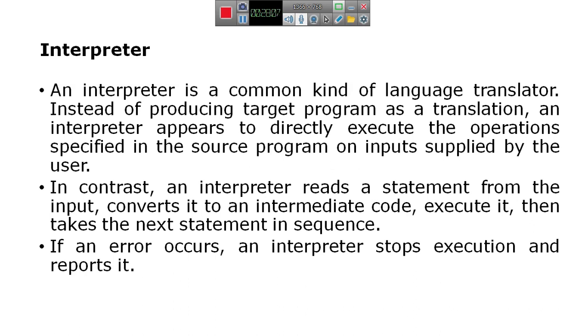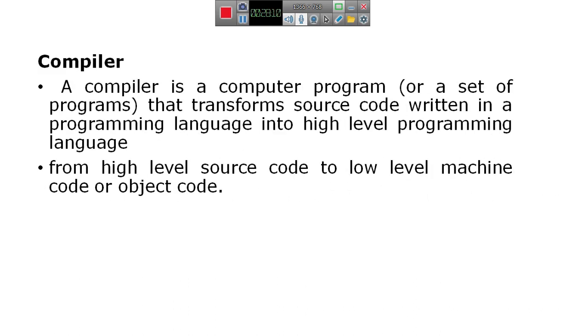And another language translator is the compiler. So one language translator is the assembler. After that, another language translator is the interpreter. An interpreter converts high level language code into machine language.